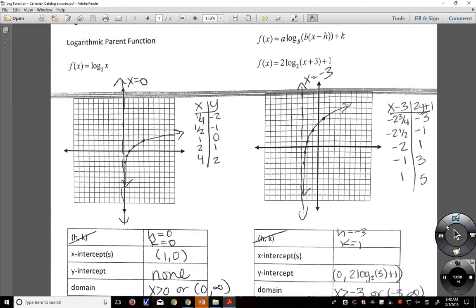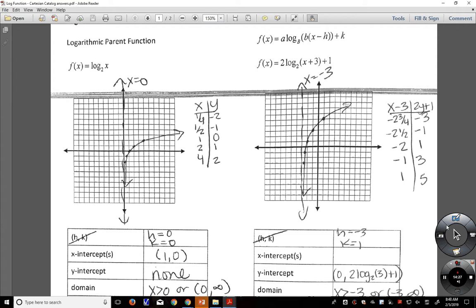For the y-intercept, I plug 0 in for x. When I plug 0 in for x, 0 plus 3 gives me 3. So I have 2 times log base 2 of 3, plus 1. Without a calculator and a special formula, which we'll look at tomorrow, that's as far as you can get, because log base 2 of 3 means 2 to what power gives you 3.